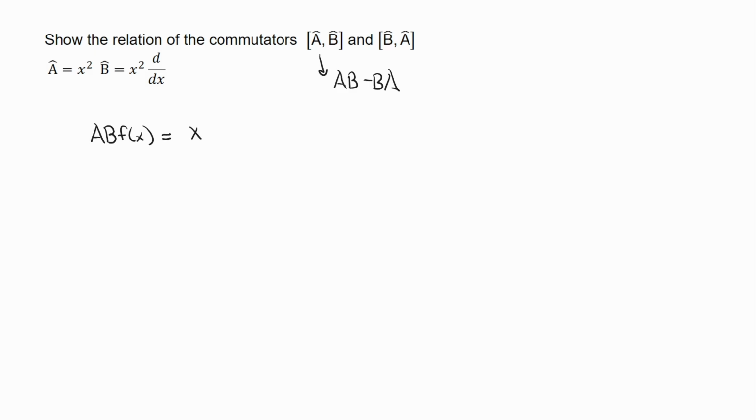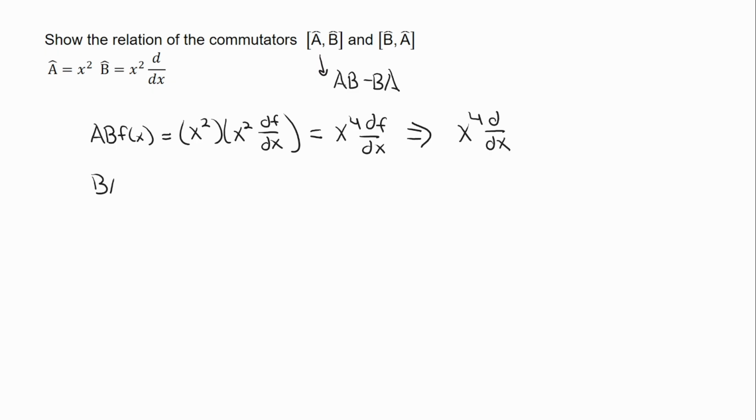So A is just going to be x squared multiplied by x squared df over dx, which is the same thing as saying x to the fourth multiplied by the first derivative of f. And so when we factor out the f function, we see that AB is equal to x to the fourth times the first derivative. BA, applying onto f of x, is now a little bit opposite, where we have x squared d over dx applying onto a function x squared f of x.